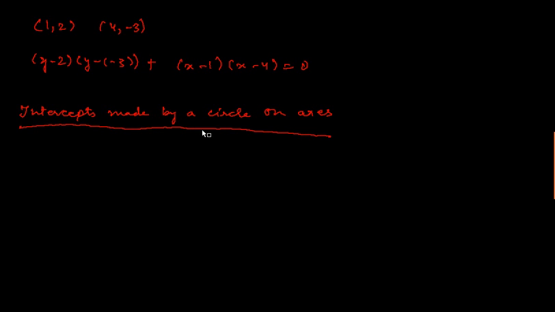We'll start with the general equation of the circle. You have this circle ax square plus ay square. We have already seen that a second degree equation will represent a circle if and only if the coefficients of the x square term and y square term are the same and the coefficient of the term containing xy is absent.